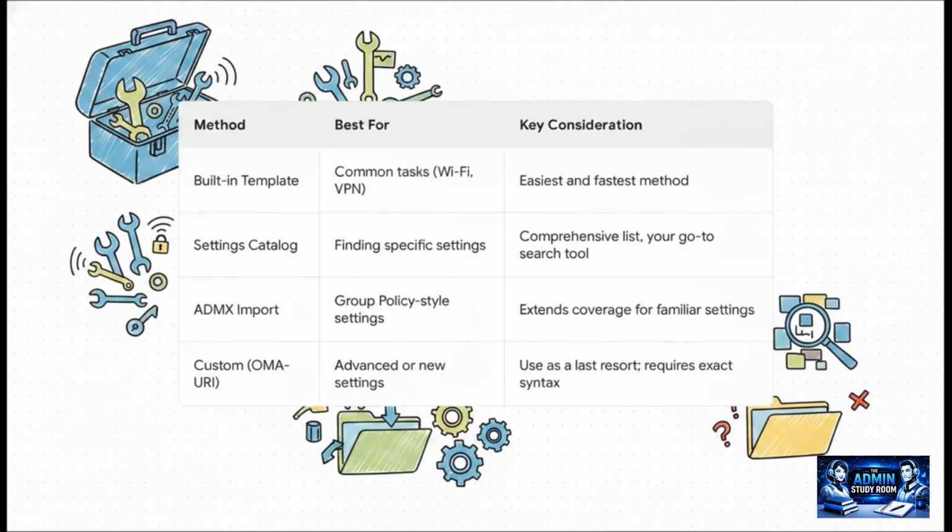Okay, this slide right here, this is your decision-making cheat sheet. Think of it like this. The built-in templates are like your preset wrenches for all the common jobs: Wi-Fi, VPN, you name it. The settings catalog, though, that's like a massive searchable socket set with a tool for almost any setting imaginable. ADMX import is for when you want to bring over those familiar settings you know and love from the group policy world. And custom profiles using OMA-URI, that's the super specialized tool you only break out when absolutely nothing else will work.